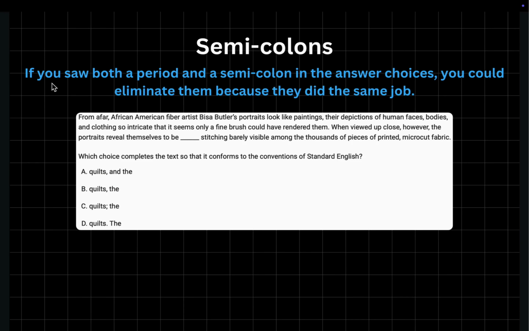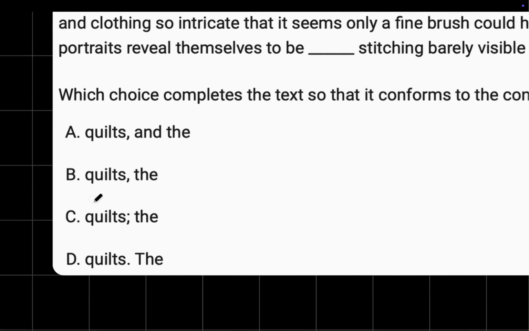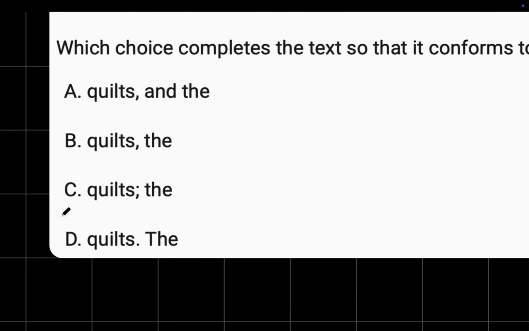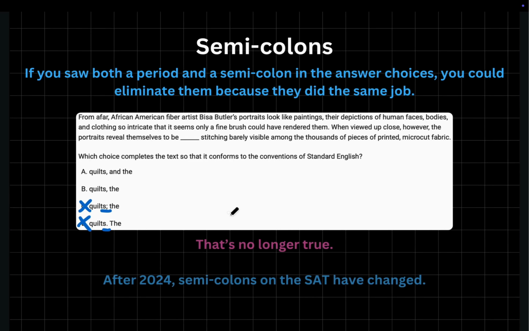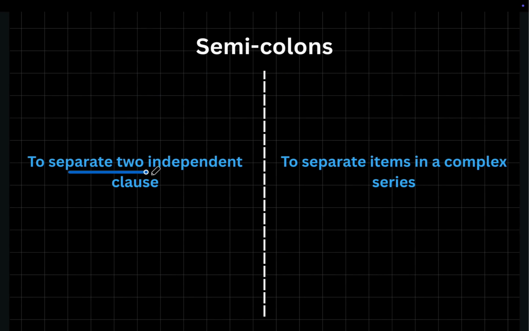Before the 2025 SAT, if you saw both a period and a semicolon in the answer choices, you could eliminate both of them because they did the same job. So, for example, with this example here, you could have just canceled out choice C and choice D instantly when you saw one of them had a semicolon and the other had a period, and they were both positioned the same way. That's no longer true, however. Semicolons now have two roles. The first one is to separate two independent clauses, and the second is to separate items in a complex series.